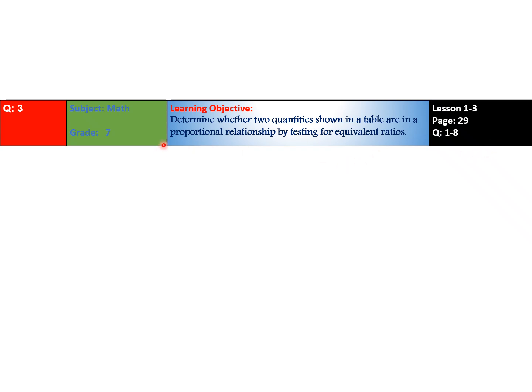In this lesson, you will determine whether two quantities shown in a table have a proportional relationship by testing for equivalent ratios. So, if the answer of all the fractions in the simplest form is the same, you will say they have a proportional relationship. If they are different, it is non-proportional.